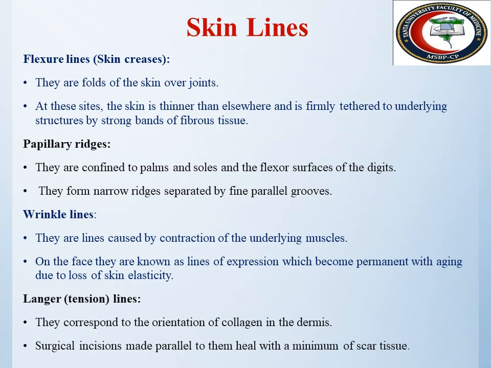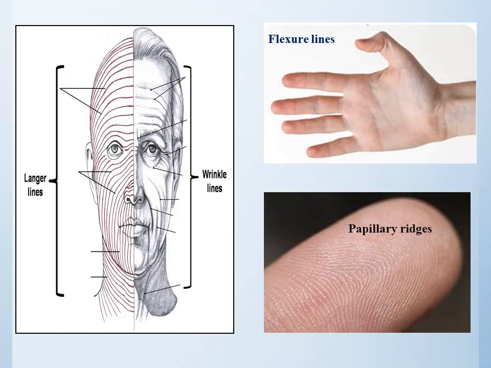Skin lines. They are classified into flexural lines or skin creases, papillary ridges, wrinkle lines, and Langer or tension lines. Flexural lines or skin creases are present over joints. At these lines, the skin becomes thinner than elsewhere, and it is attached to the underlying structures by strong bands of fibrous tissue. Papillary ridges are confined to the palms and soles and the flexor surface of digits. They are in the form of narrow ridges separated by fine grooves.